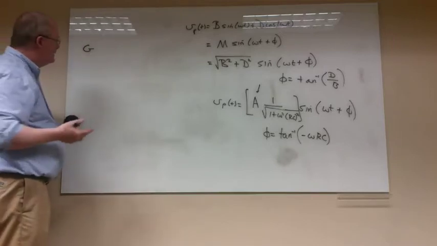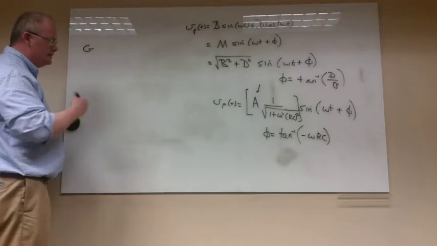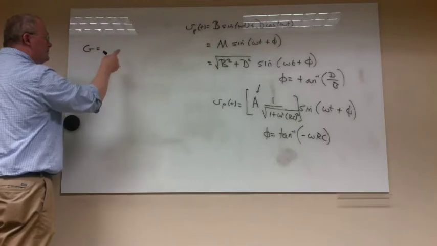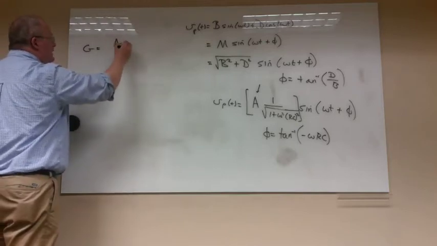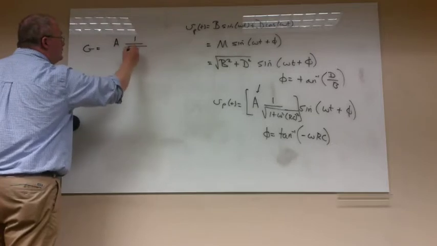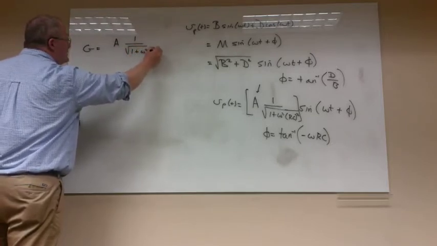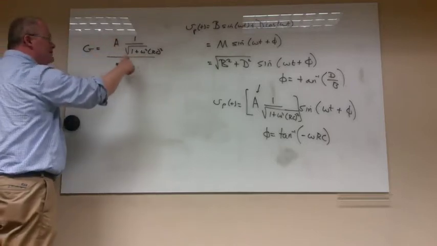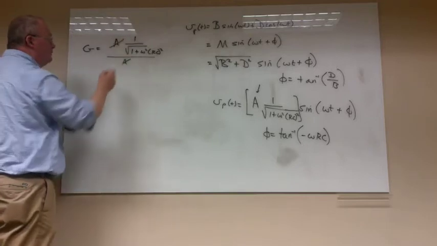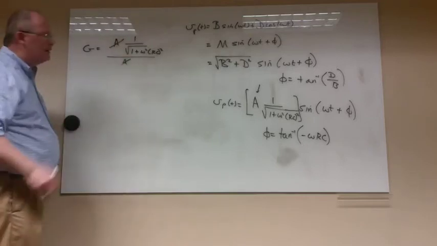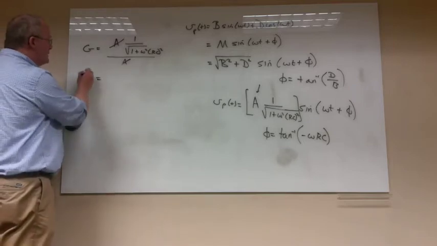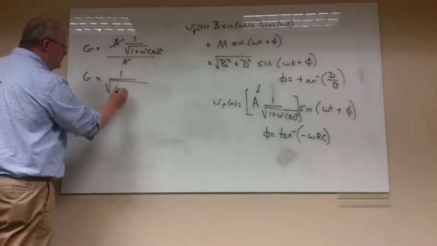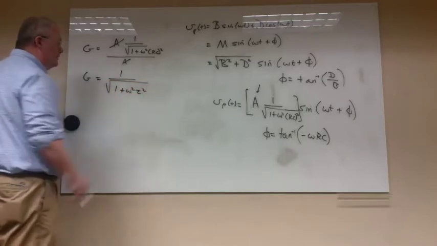It's probably a bad idea to not put absolute value braces around it, but let's just call it G for now. G is equal to the output amplitude divided by the input amplitude. So we have A times 1 over the square root of 1 plus omega squared RC quantity squared, divided by A. This is the output amplitude, this is the input amplitude. Oh, what do you know? They disappear. And hence linearity, that's why we care about linearity. So the magnitude of the transfer function is equal to 1 over the square root of 1 plus omega squared tau squared.